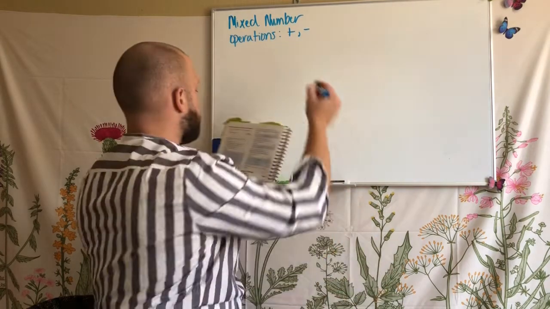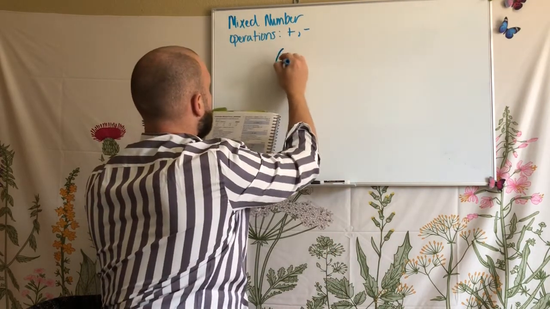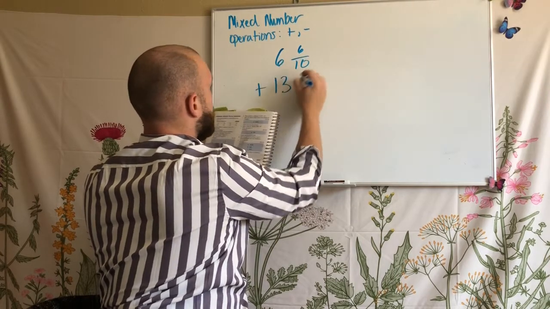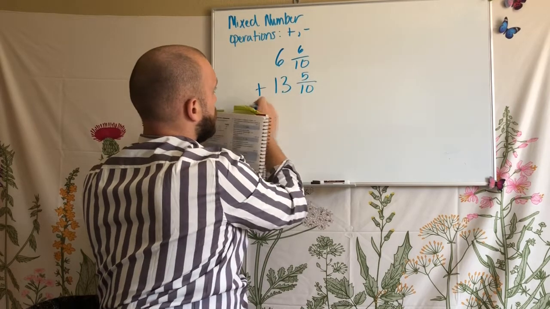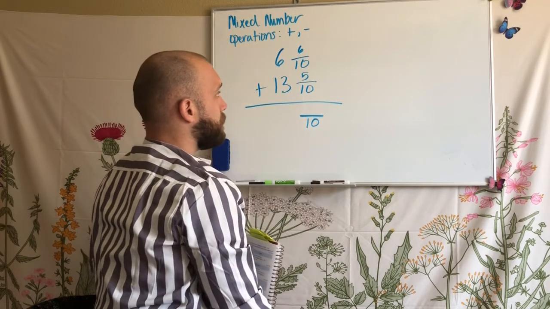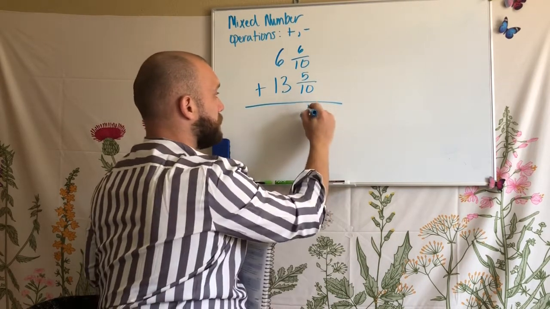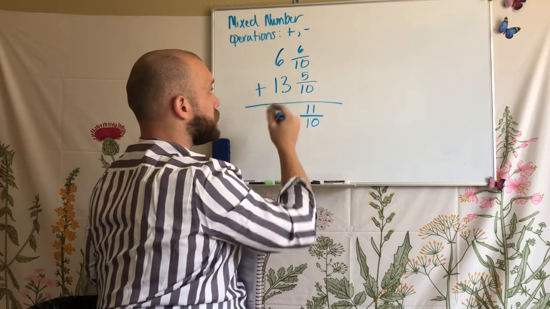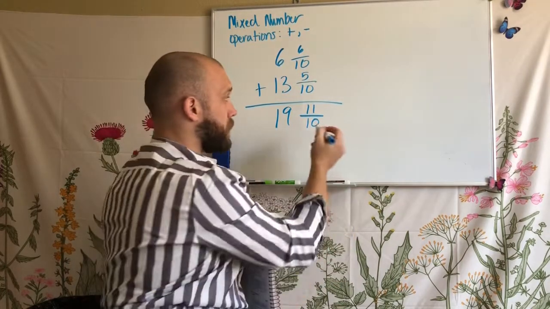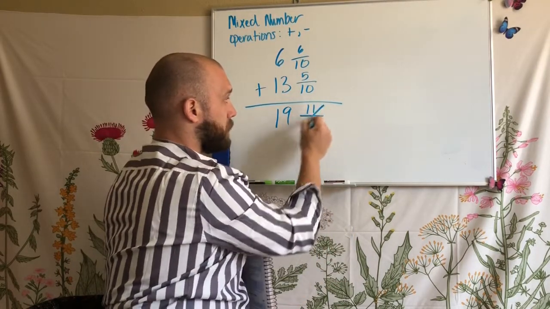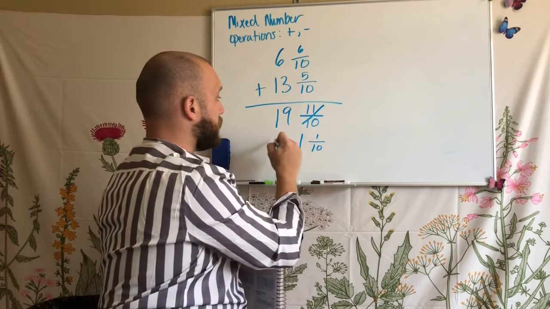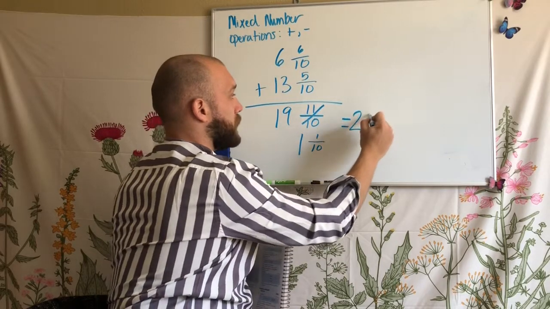So pause the video now and work on those problems. All right, let's solve them. B, 6 6/10 plus 13 5/10. I know my denominator is going to stay the same at 10. 6 plus 5 is 11. And 6 plus 13 is 19. Here I have a top-heavy fraction, so I know 11 minus 10 is 1. So I have 1 left over. Plus 19 equals 20 1/10.